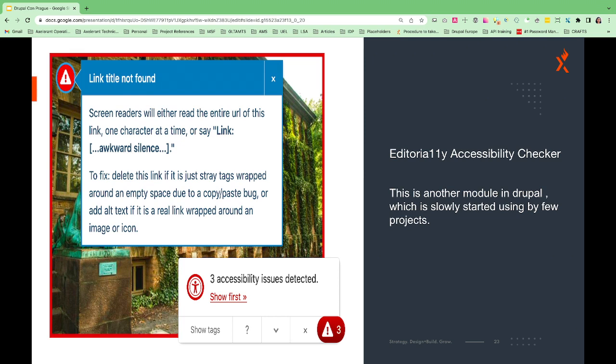And this is the other one which I saw on Drupal.org, they have added another module, Editoria11y accessibility checker. And when we run that, this is how it's reflecting. The screen readers which we are using, how the issues have been detected and what the recommendations are for that.